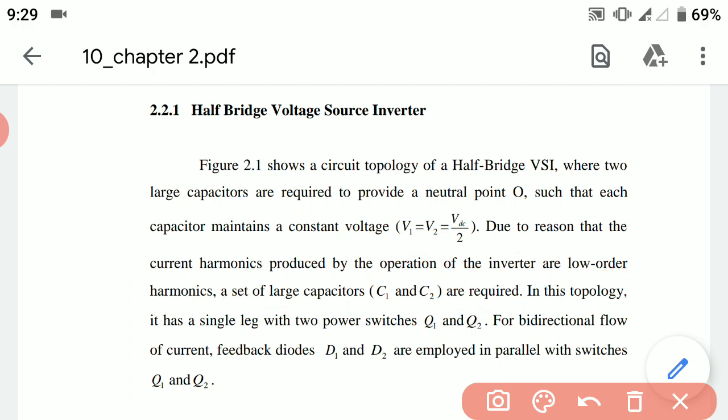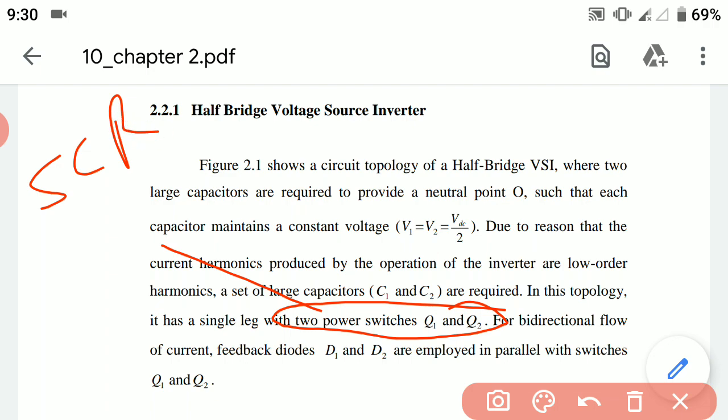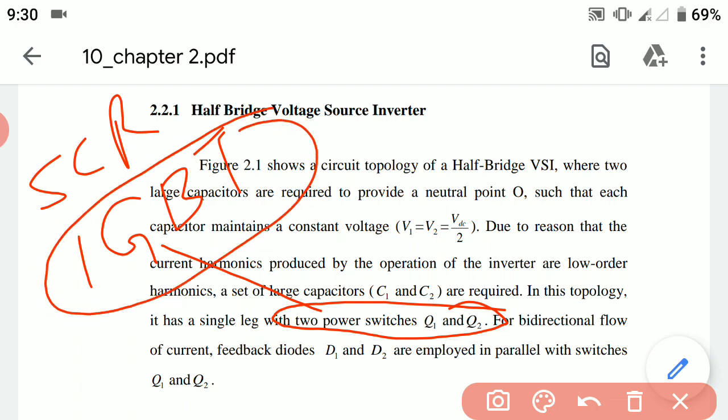In this topology we are using two power switches, Q1 and Q2. These two power switches can be made up of SCR, IGBT or any other power device. Here we are using power switches made up of IGBT, that is insulated gate bipolar transistor.